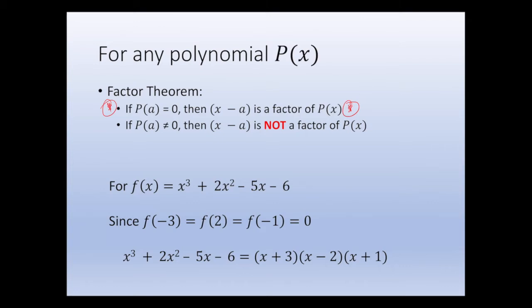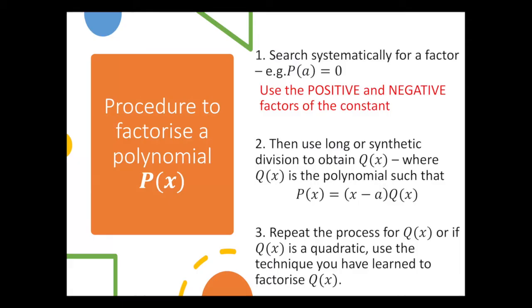Now, I am actually going to give you a procedure to factorize a polynomial P(x). It could be a degree of 4, a degree of 5, a degree of 6, or whatever. Note that for this lesson, I am going to concentrate on cubics, which is degree 3. You need to be able to search systematically for a factor, that is, when P(a) equals 0.